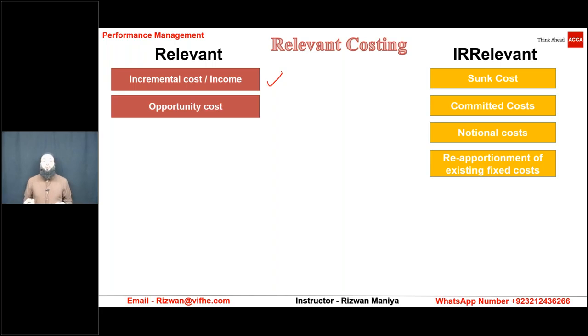Okay. So what is incremental? Any cost that arises directly as a direct consequence of a decision is known as incremental cost. Same for incremental income. Any income that you will earn as a direct consequence of your decision is known as incremental income.